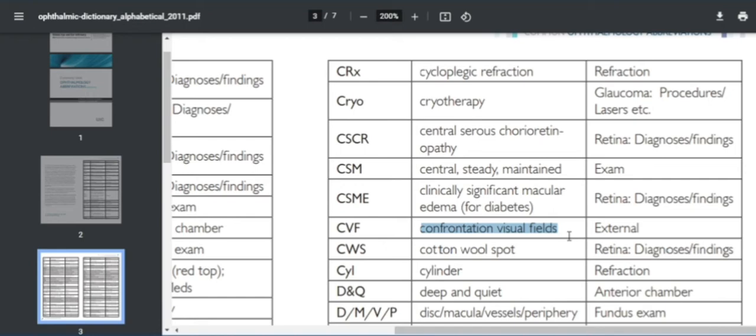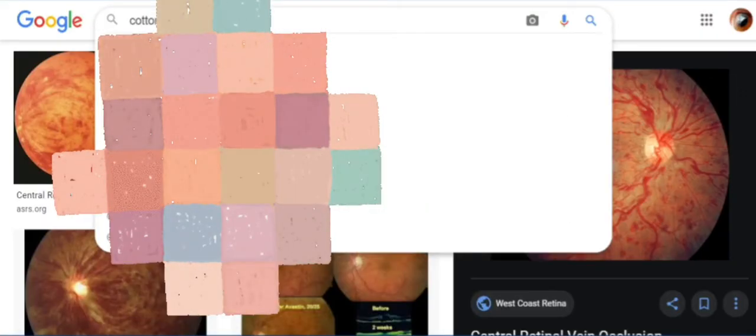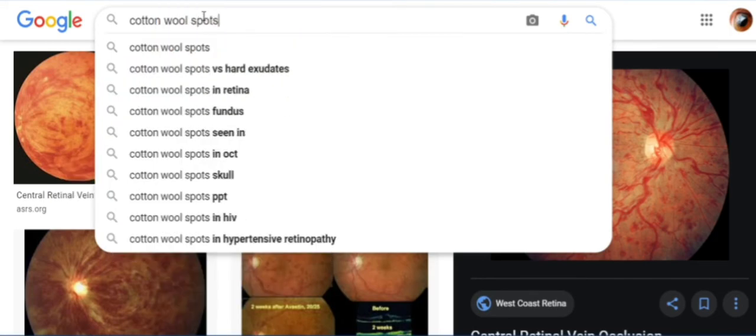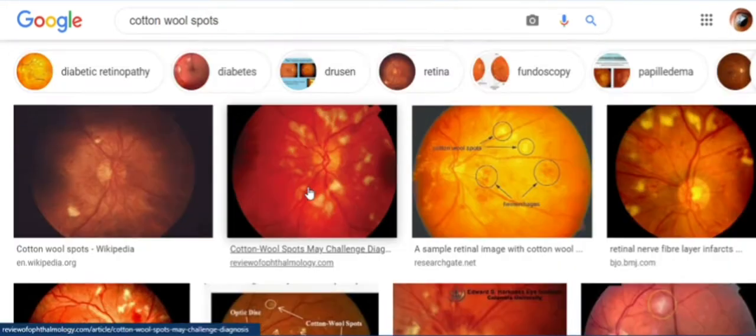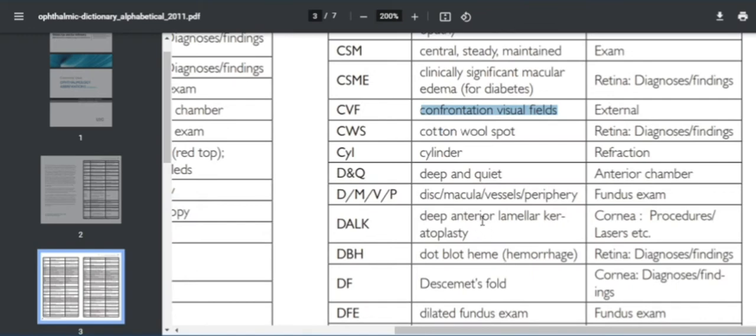CWS is cotton wool spots. Let's see how cotton wool spots look. They will look like this. They are mostly seen in diabetic cases. CYL is cylinder, SPH is spherical. Cylinder has an axis, and in the axis there is no power. In its opposite axis, there is power. D and Q, that is deep and quiet, is an anterior chamber finding. In slit lamp findings, you need to write it like this. DMVP, that is disc, macula, vessels, periphery, is for fundus examination.